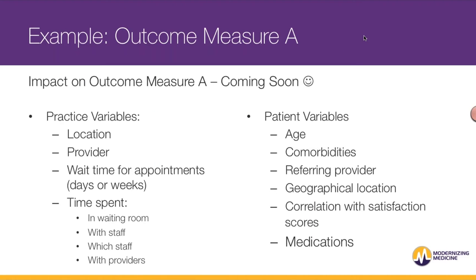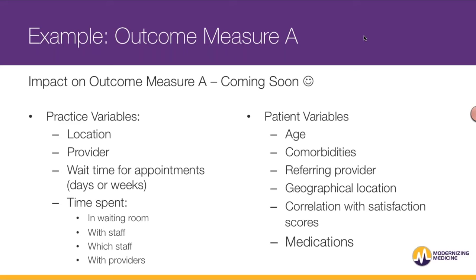So let's take an example. If we want to look at clinical outcome A, you could plug this into any medical outcome. We want to be able to provide you with the ability to look at the variables that could affect measure or clinical outcome A, which insurance company wants to judge you on. We want to be able to give you the ability to look at clinical outcome A by practice variables. Does this look different by location? Does it look different by provider? Does it look different if the patient's wait time was a week, 2 weeks, a month, 6 months before they were able to be seen? Does it vary by the time that the patient spent in the waiting room or time they spent with staff? Does it vary depending on the staff they spent time with? Does it vary by provider?